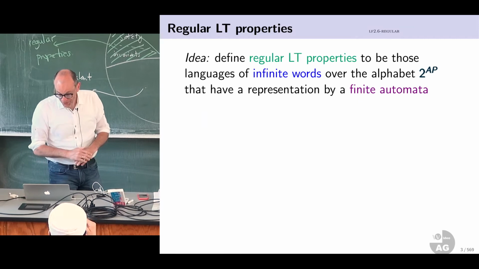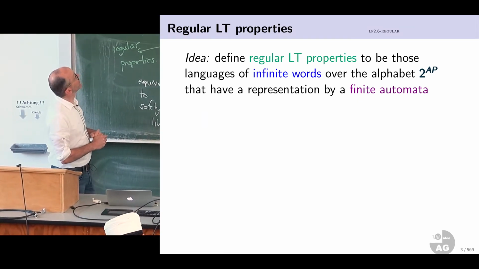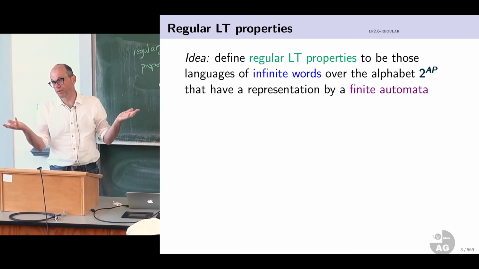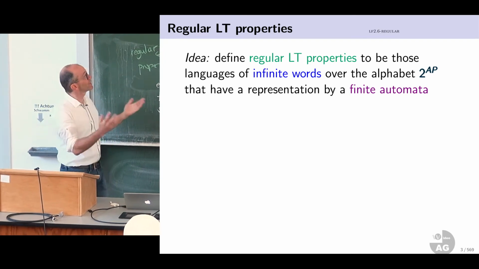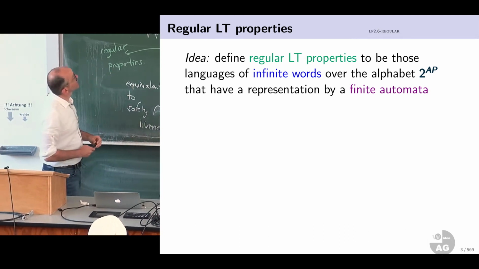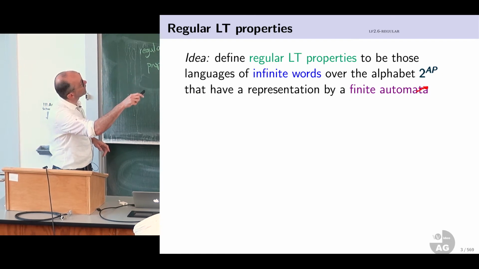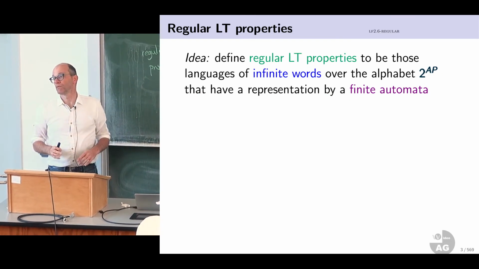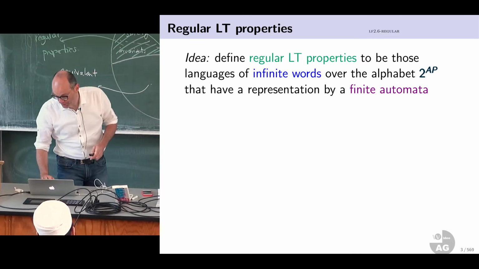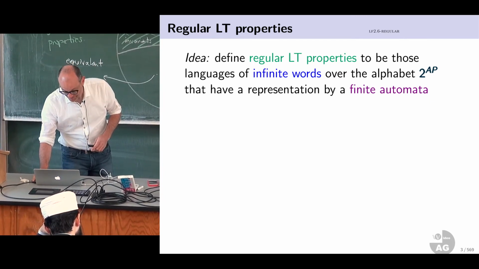Okay, so what's a regular property? A regular property is a language of infinite words. That's not surprising because every LT property is a language of infinite words. It's a set of infinite words over the alphabet 2 to the power AP. And the idea, and that's the most important point, is that they have a representation by a finite automaton. A finite state automaton that you are all hopefully familiar with. I will do a short recap because I have to introduce my notation, but standard finite state automata.